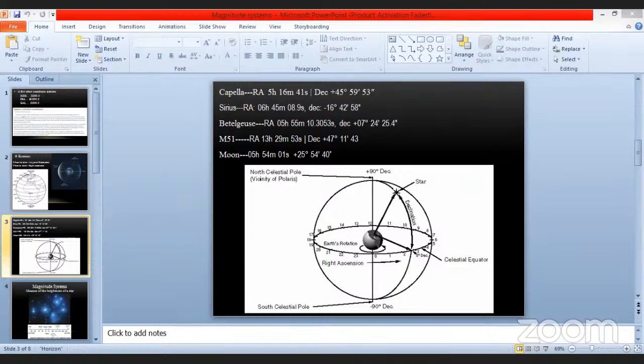So if anyone wants to say, when can we see M51? M51 is a galaxy, the Whirlpool Galaxy. Can anyone tell about M51? When can we see it, at which place, and when can we see it at the zenith? Any calculations? When?